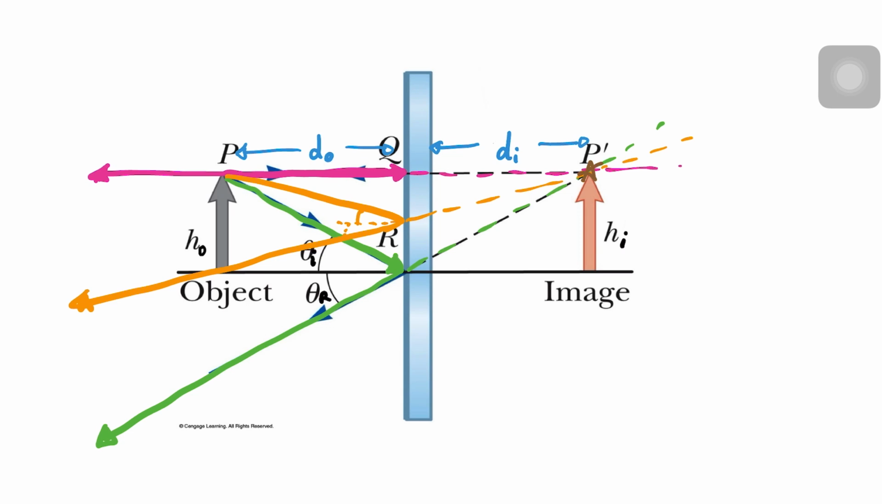Wherever they meet is the top of the image, which is mapped from the top of the object. From this, we can get the image height. And finally, I'd like to note that DO is the distance of the object to the mirror, and DI is the distance of the image to the mirror. DI is negative because it is behind the mirror.